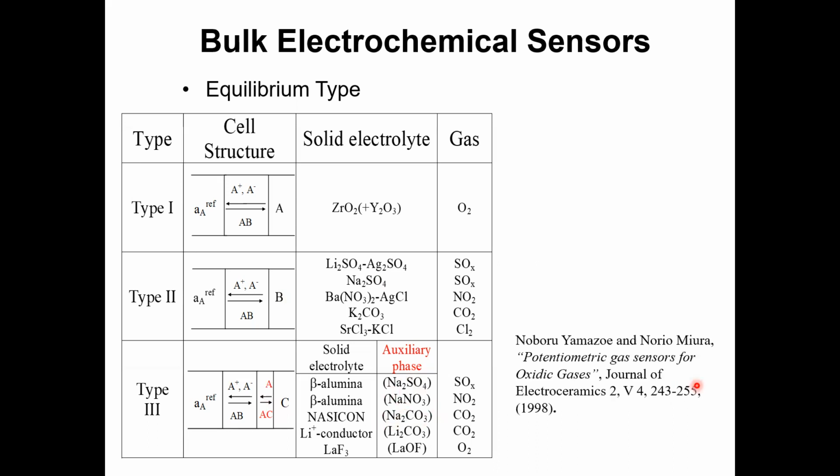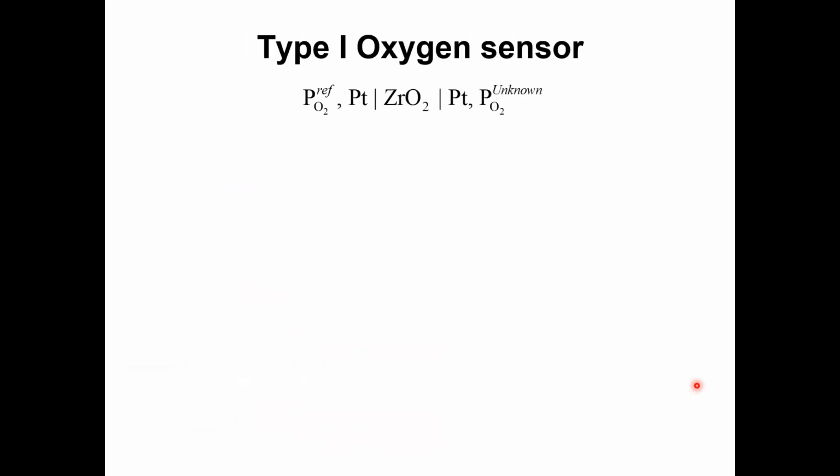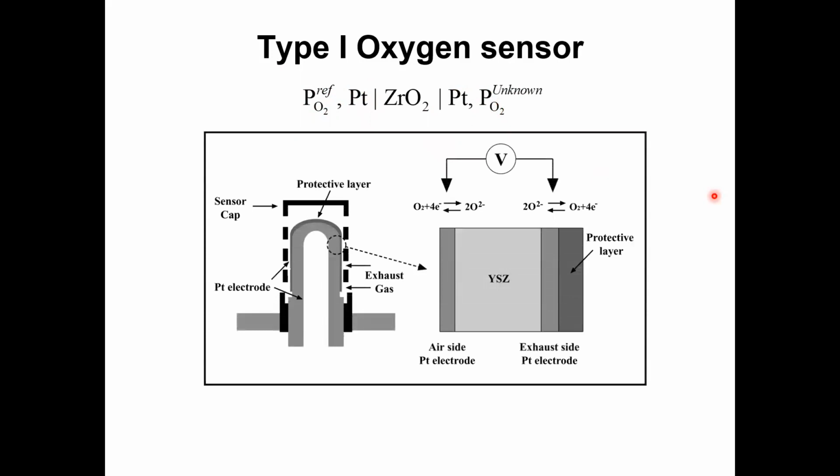And then there are non-equilibrium type, mixed potential type, and amperometric type that I'll talk about later. So just to show you some examples of these different types of equilibrium type. So type 1 is the so-called oxygen sensor. To use it, stabilized zirconia as an oxygen ion conductor. And platinum is the lead wire that you're using to connect to the multimeter. And you have a reference side where you maintain air as the reference. And the unknown side is what you're detecting through measurement of the EMF of this kind of cell.